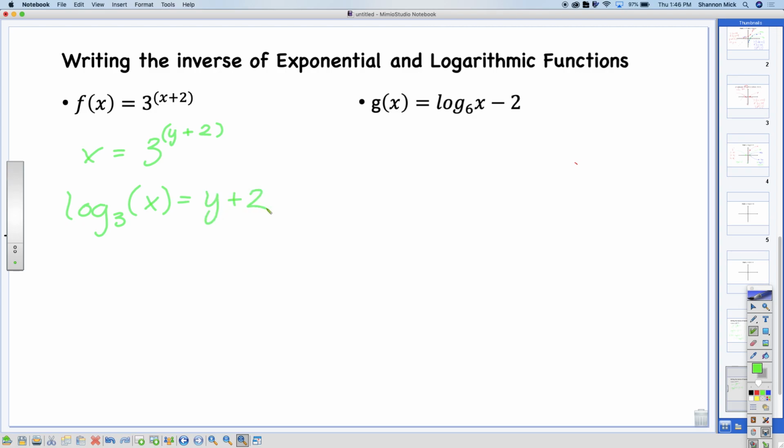And subtract 2. Okay, so f inverse of x is log base 3 of x minus 2. Okay, don't just drop your base, guys, your base has to be there. I just showed you, right? It changes the rate, that rate of change.